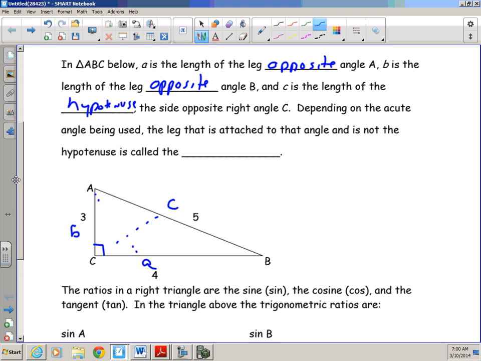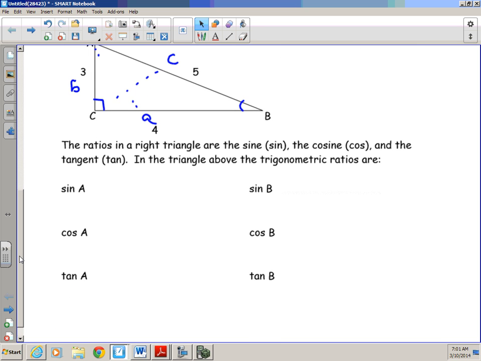Depending upon the acute angle being used, the leg that is attached to that angle and not the hypotenuse is called the adjacent side. So if we're at angle B, this angle right here, side C is the hypotenuse. That's the only word we use to describe that side. Side A is adjacent, the word adjacent meaning next to. Now, we're given a sheet in class that has these trigonometric ratios. The concept is very, very straightforward.